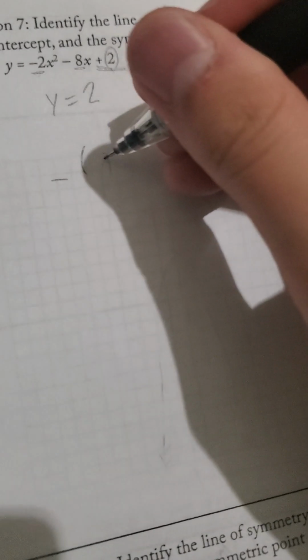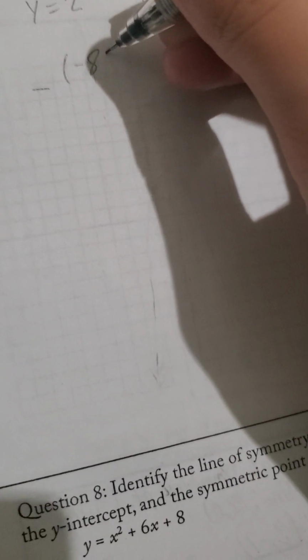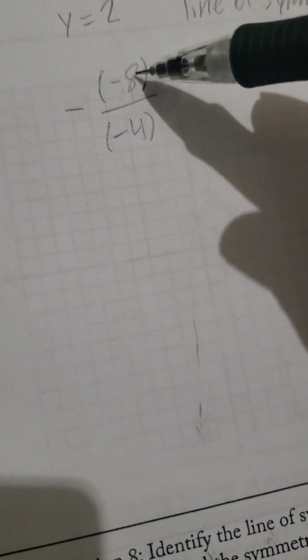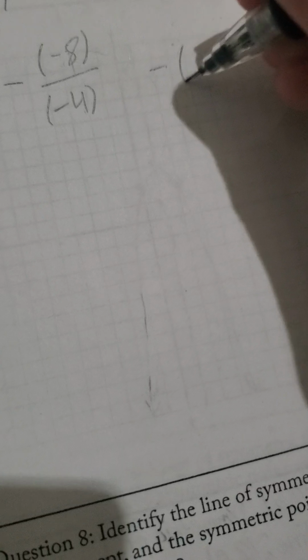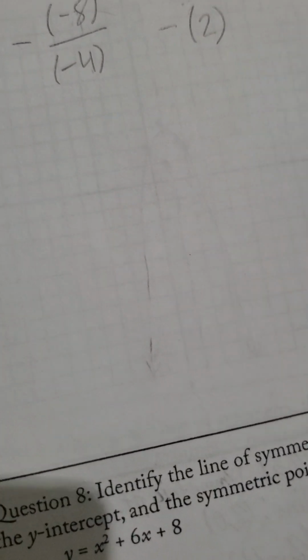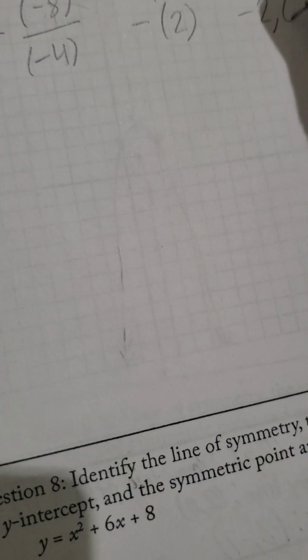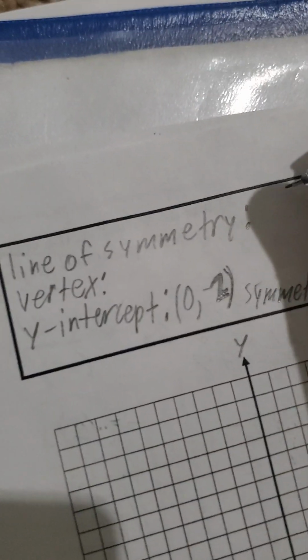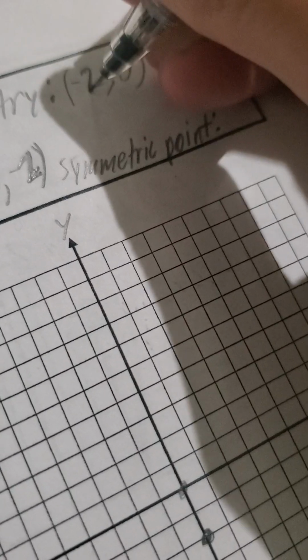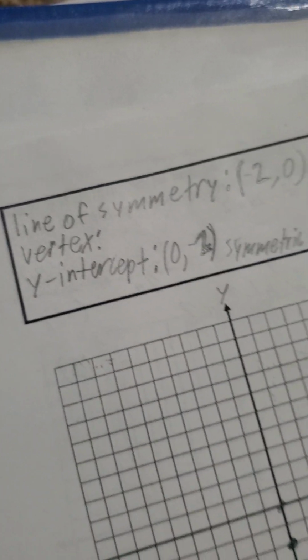So we have negative, and let's see, what's our b? Our b value is -8 over 2a, so that would be -4. -8 over -4 simplifies to 2. And so our line of symmetry would be x equals -2, 0. Negative 2, 0. I cannot write for the life of me, and I'm so sorry.